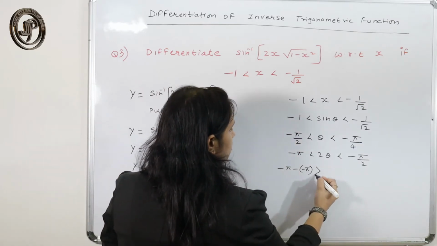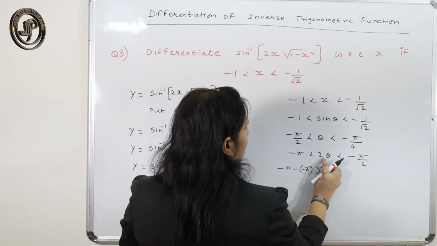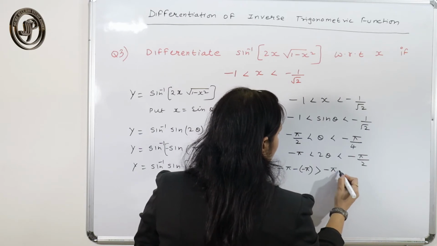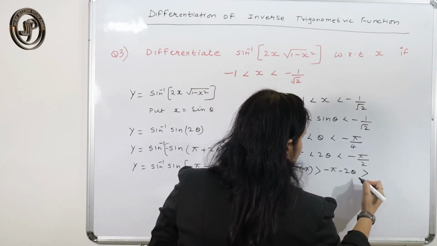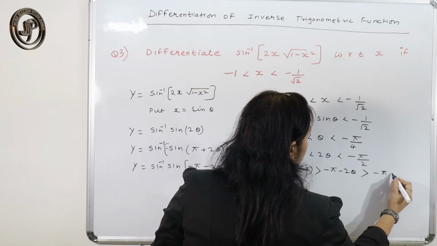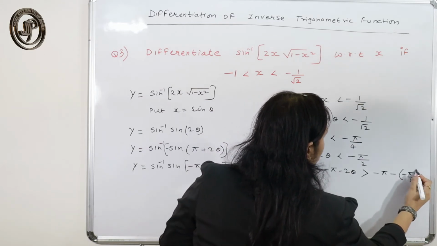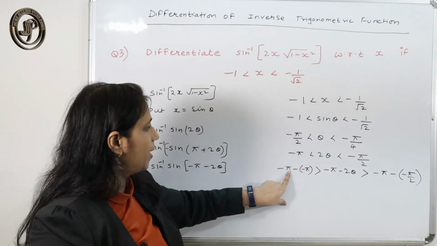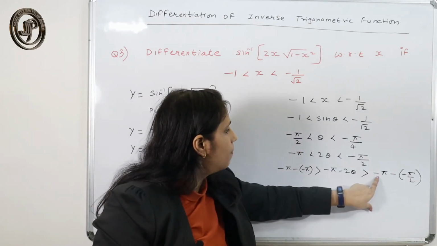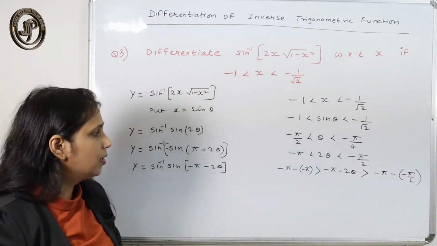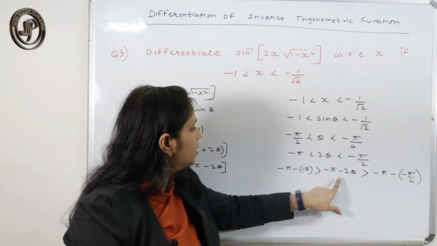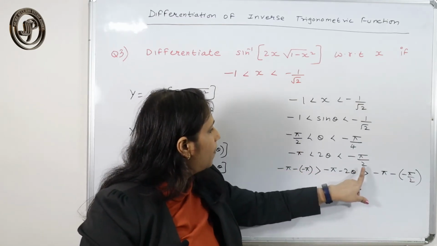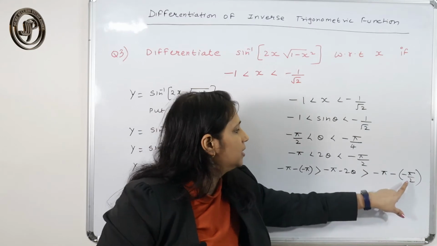This will get reversed because here is a minus sign. So 2 theta minus pi minus 2 theta, and then here also minus pi minus pi by 2. What have I added here? Minus pi, minus pi, minus pi. Minus pi minus pi minus this thing. Minus pi minus this thing.